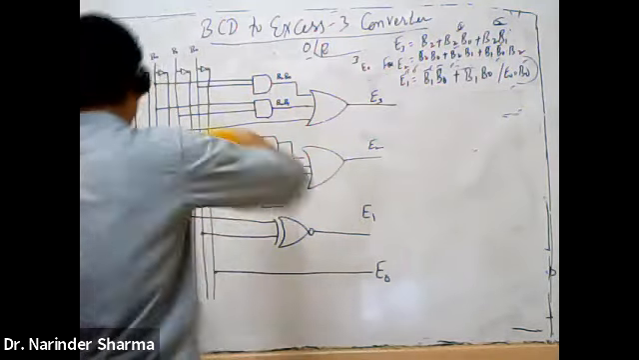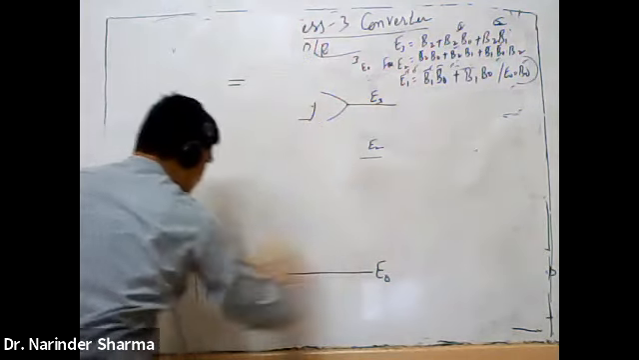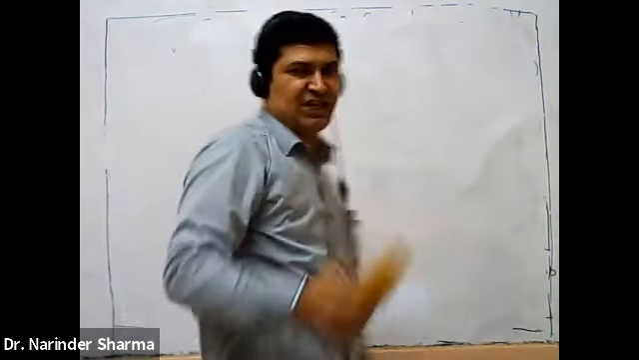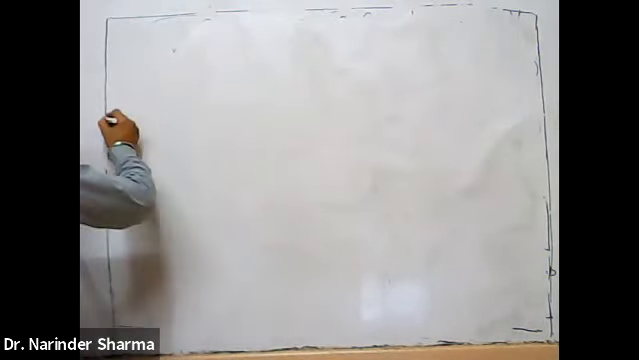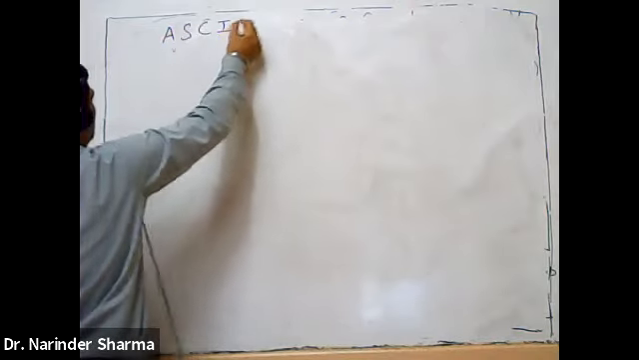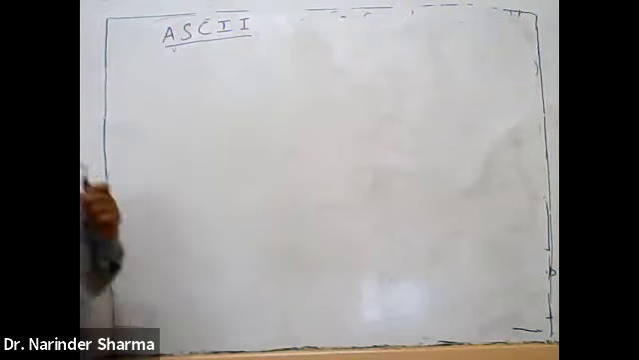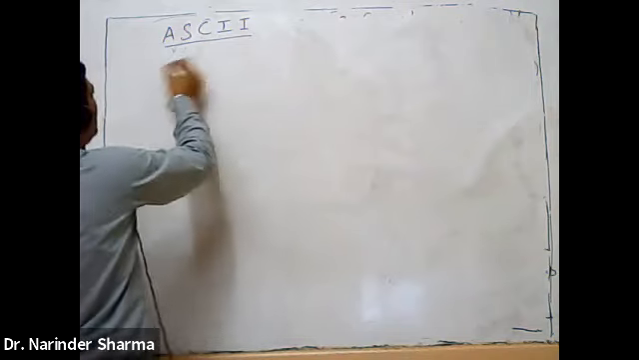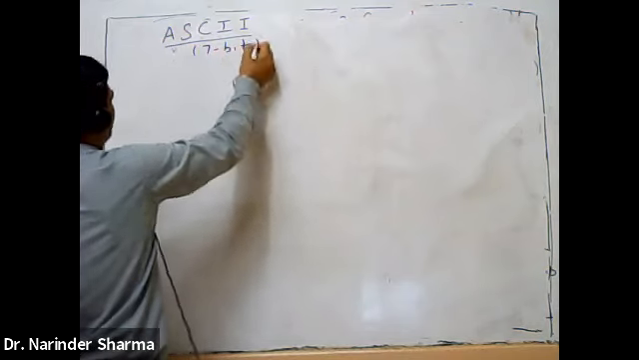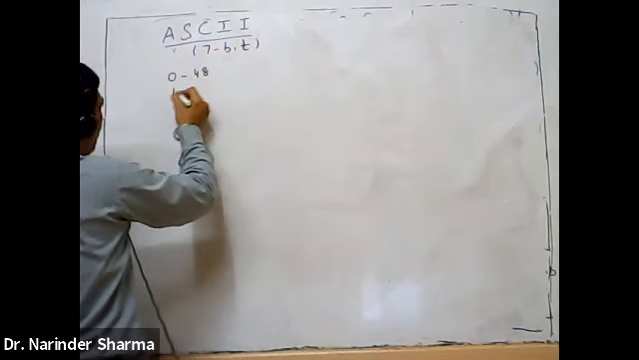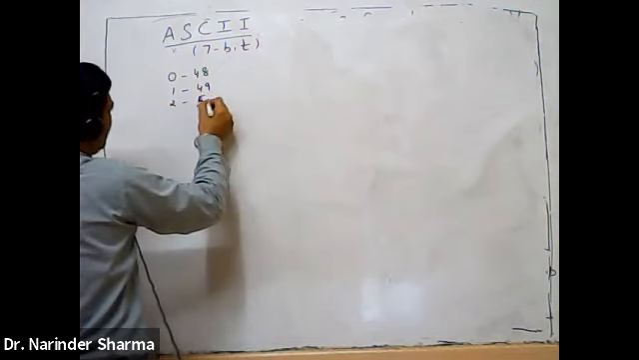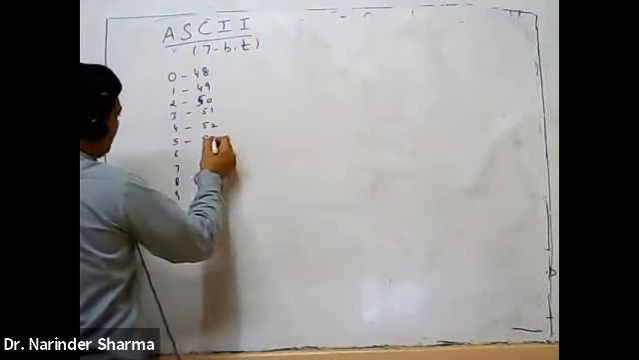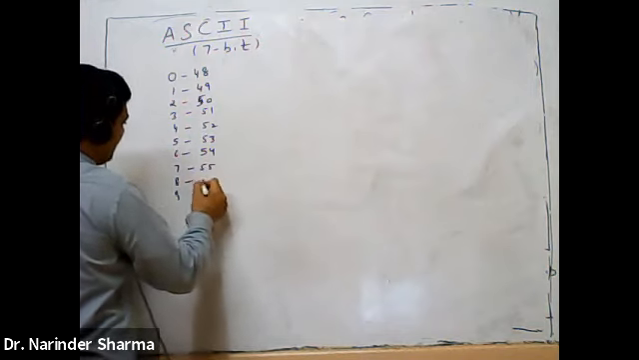Now we will pursue for the ASCII code. ASCII code, I told you that this is the American Standard Code for Information Interchange. This we use in the computers and it is very useful in programming languages. Just to remember that ASCII code, normally we write it in 7 bits. 0 is said to be 48, 1 is 49, 2 is 50, 3 is 51, 4 is 52, 5 is 53, 6 is 54, 7 is 55, 8 is 56, 9 is 57.